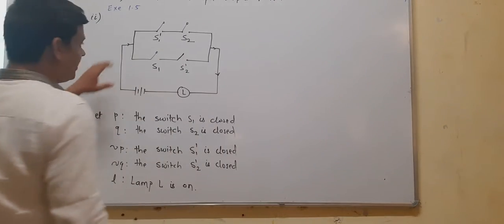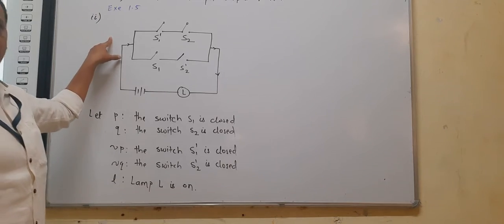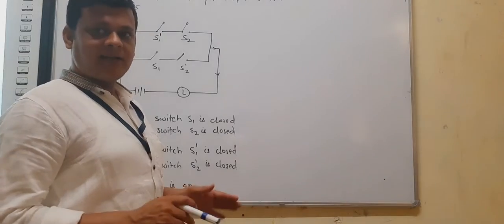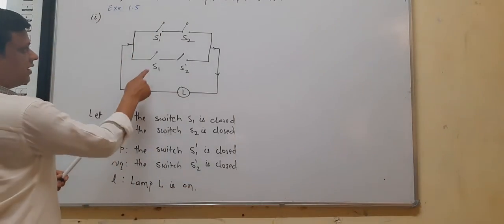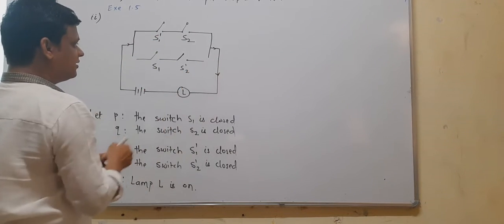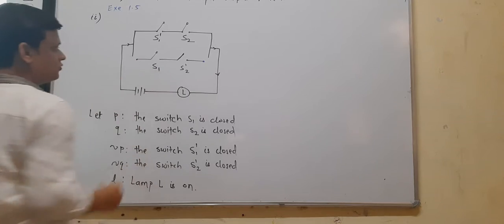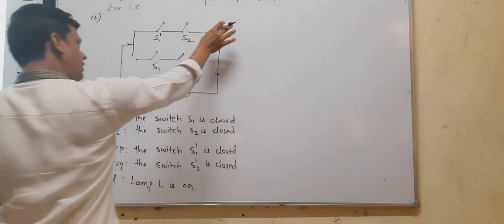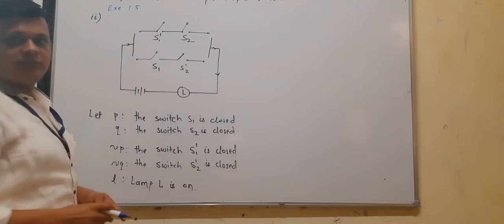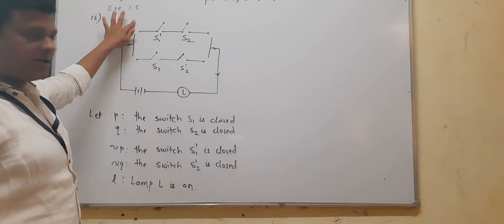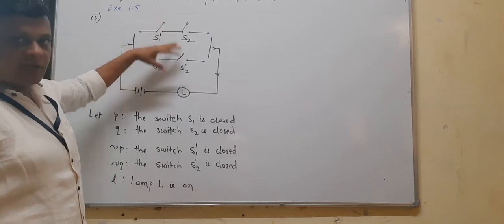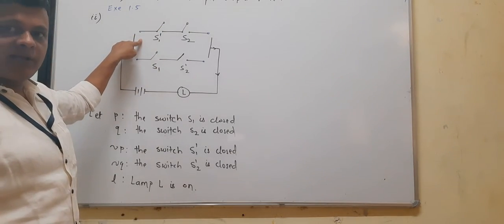Now we have to write the symbolic form for this switching circuit. What do we have to do first? We have to separate parallel and series. Here S1, S2 dash, two switches are in series combination, so we separate it first. Again these two switches S1 dash, S2 are in series combination, and these two circuits are connected in parallel combination.